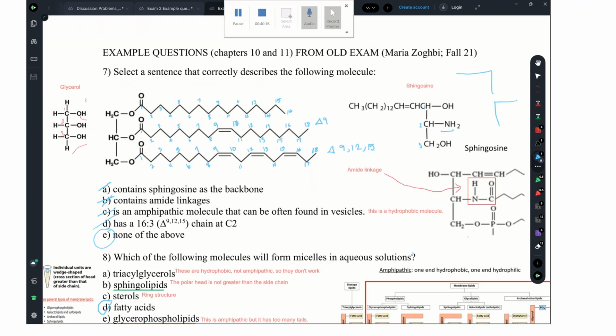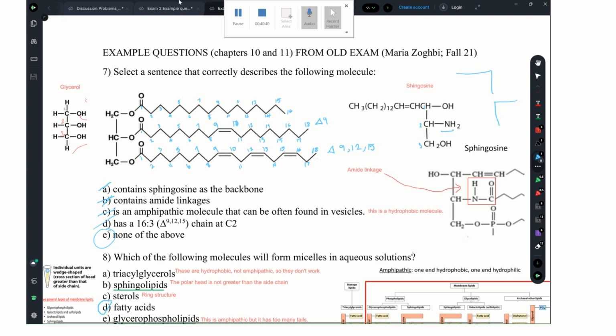Okay, so that was the end of Professor Bedcham's practice exam, and now we're starting Maria Zogby's exam. So here for number 7, select a sentence that correctly describes the following molecule. So I just recorded a whole lecture on this. I think it was like 45 minutes long. So it's on the channel already if you are struggling with this.